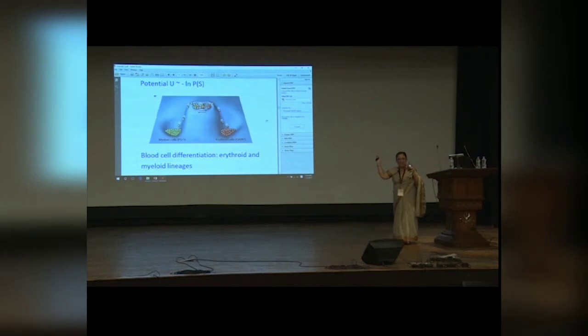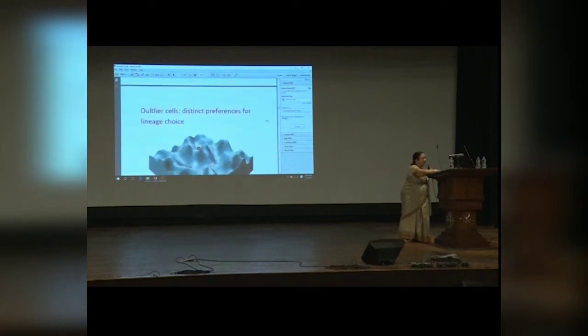I hope that through this cartoon, I have been able to explain the role of noise. The noise helps in the choice of a lineage.